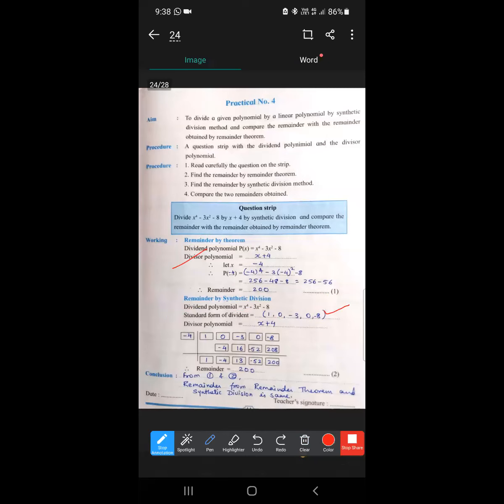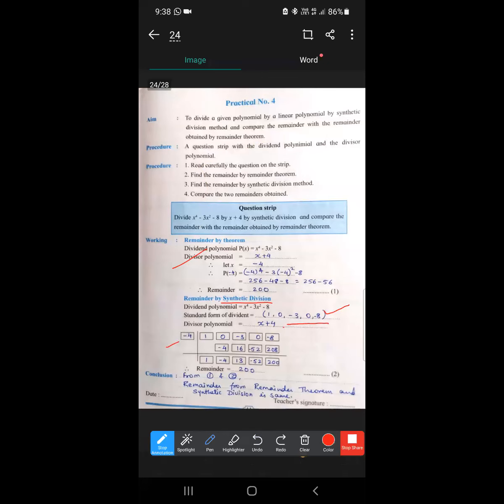Now this is the way you carry out the division by synthetic division. Normal division you carry out like this, but here you should do the synthetic division in this form. Here you need to write the divisor, and as I told you, if it is plus, then you need to write it in the minus form, because that is the value of x. And on the top, all the coefficients, which we have written: 1, 0, minus 3, 0, minus 8.